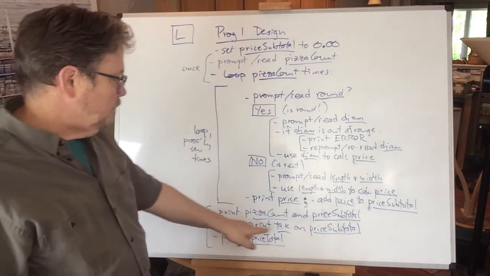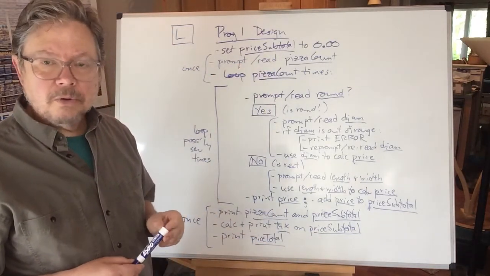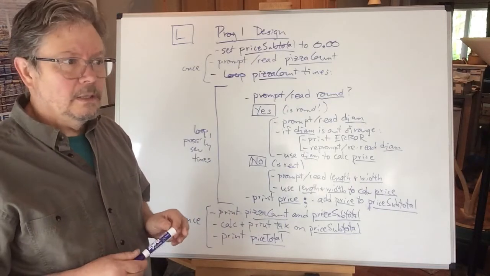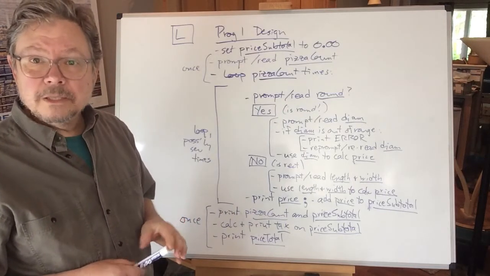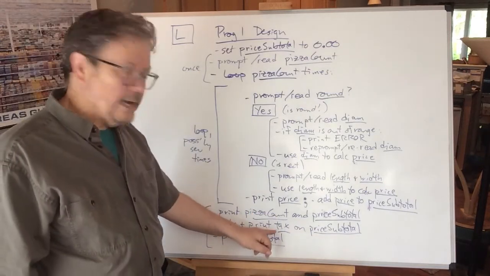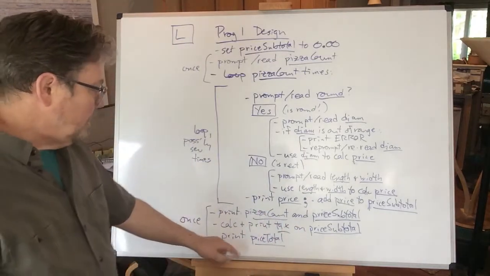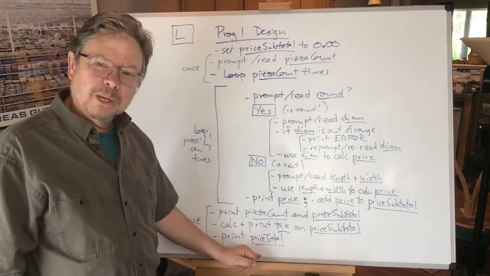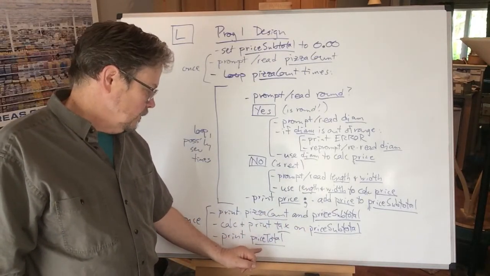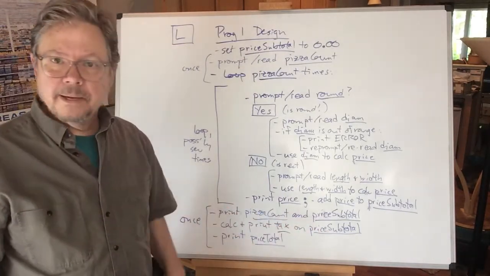Then we calculate and print tax on price subtotal. That's just a calculation, like calculating the temperature, calculating the area of a pizza. That's also going to be a formula. So we calculate the tax based on the price subtotal. How do we print the price total? There's another variable out of nowhere. Well, the price total is just these 2 added together, the subtotal plus the tax.